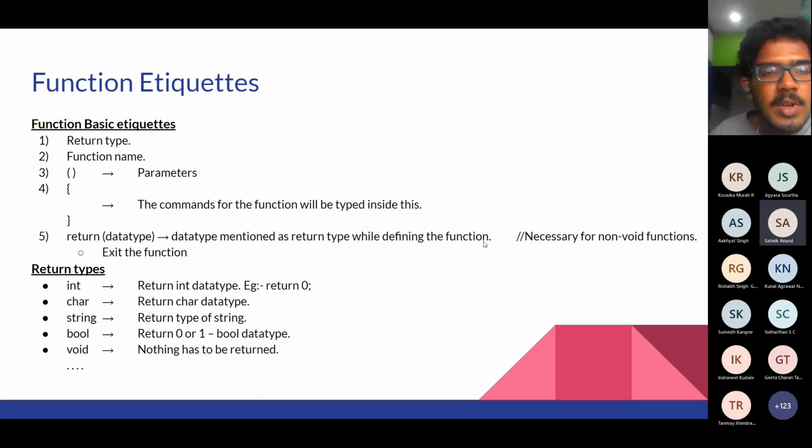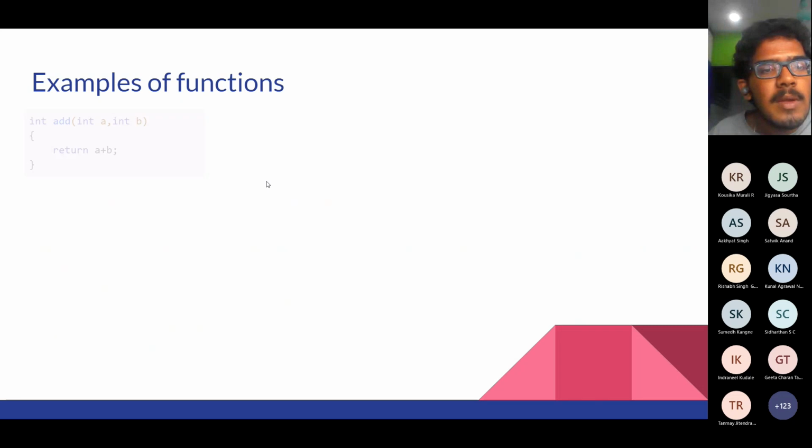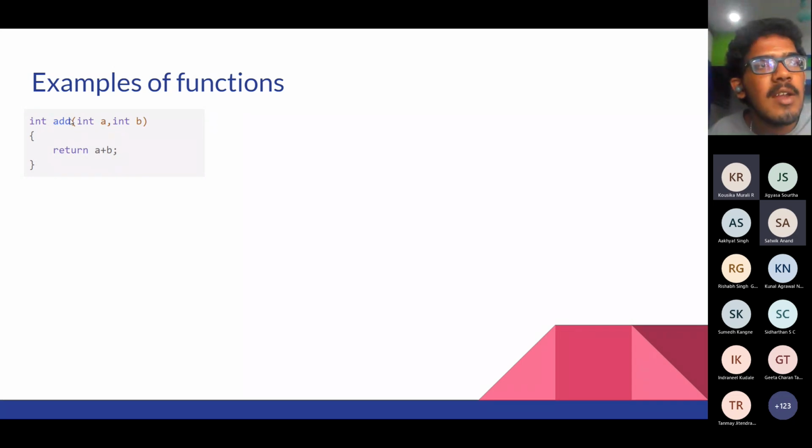So let us look at some examples. This is a very basic function where the return type is int. I have named it add, and the parameters are taken as int a and int b. So it's essentially saying that a and b are the variables which are going to be used inside. And when we are calling the function, we call it by using add of any two numbers.